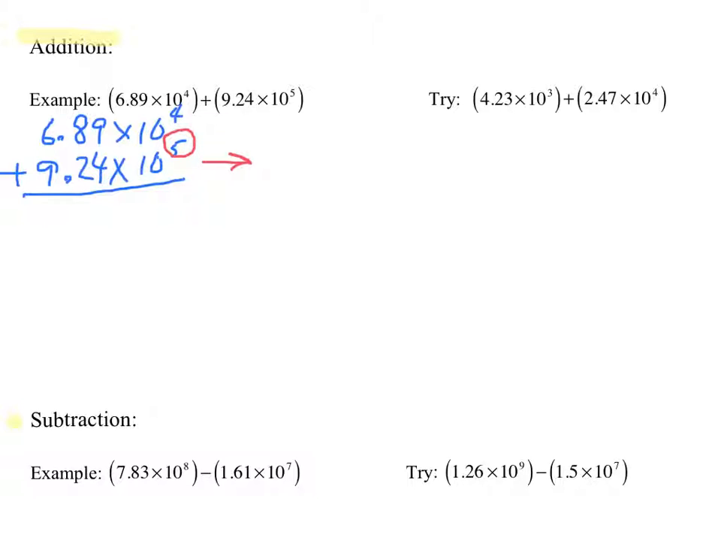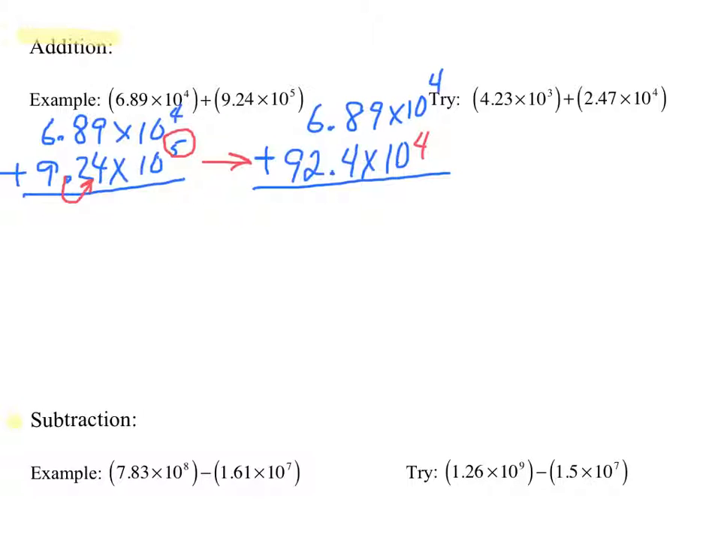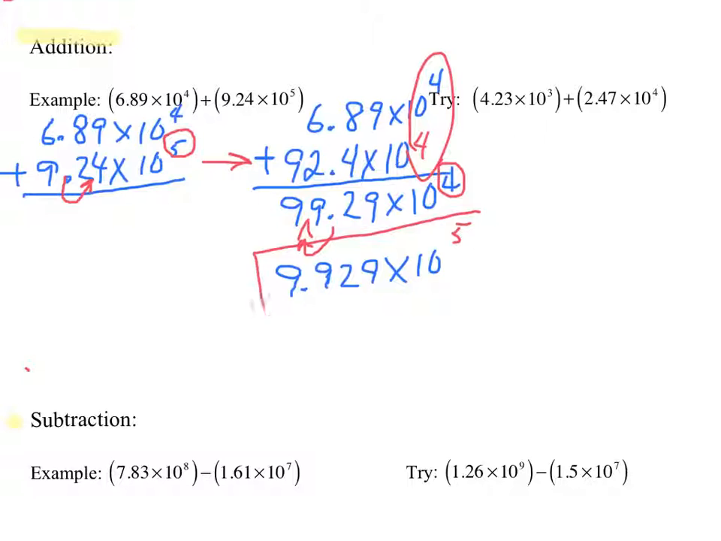To do this, I want to move the decimal point 1 step closer to home and rewrite it as 92.4 times 10 to the 4th power. Now that both numbers are in 10 to the 4th power, we can add them. We get 99.29 times 10 to the 4th power. This has to be rewritten in scientific notation to move the decimal behind the first number. We need to move the decimal 1 spot away from home, which will increase this 4 to a 5. Our answer ends up being 9.929 times 10 to the 5th.